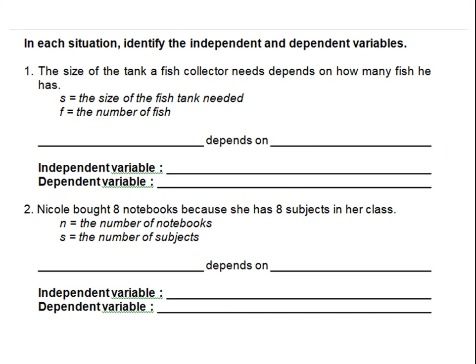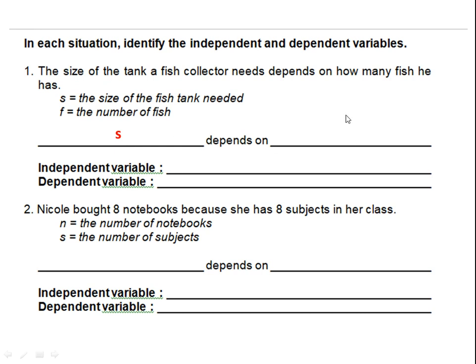In each situation, identify the independent and dependent variables. Okay, so the size of the tank a fish collector needs depends on how many fish he has. So, on these blanks, we have here blank depends on blank. So, dito napakadali lang. Kasi nasa given na natin yung salitang depends on. So, kung ano yung nauunang statement, yun yung ilalagay natin sa unang blank. So, sino po yung nasa unang blank? The size of the tank a fish collector needs. So, in our given, ang letter para dun ay si S. So, si S yung ating unang blank.